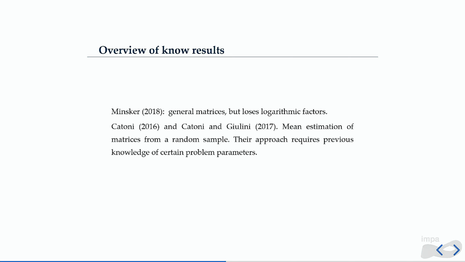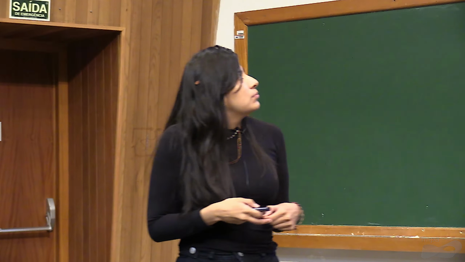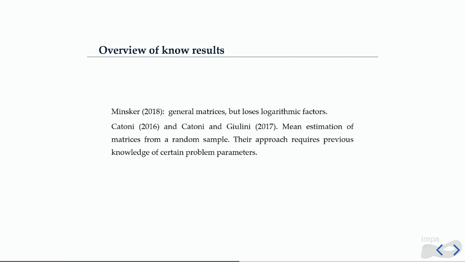So let's see what we have. We have results by Minsker in the problem of mean estimation of random matrices in general norms, but this work loses logarithmic factors. Then there is Catoni and Giulini on the mean estimation of matrices.